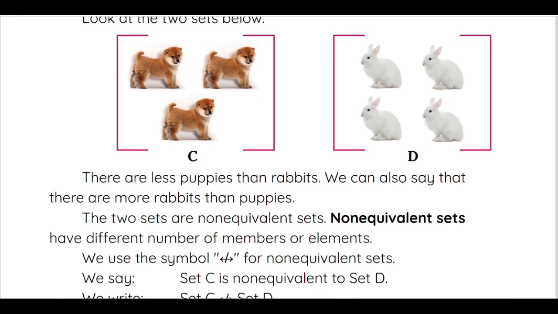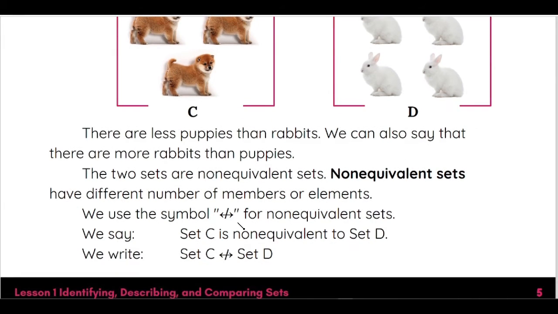It means they have a different number of members or elements. We use the double-edged arrow with a line or a slash for non-equivalent sets. We say or we tell that as set C is non-equivalent to set D. Set C now has the sign, double-edged arrow, don't forget the slash, set D.